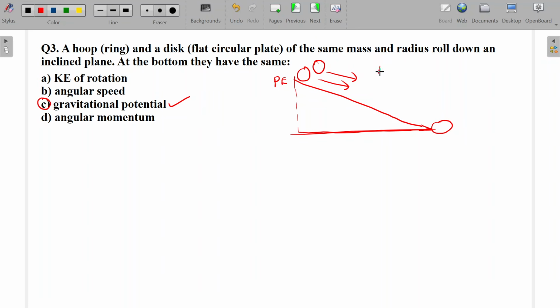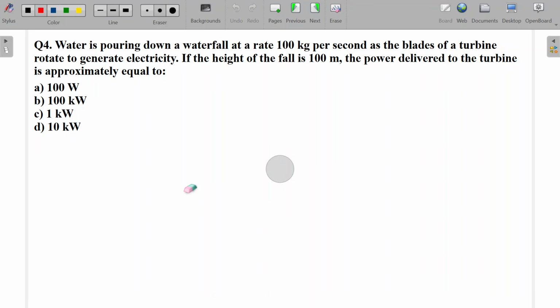Okay, so we're going to have kinetic energy in a straight path, which is translational, and we're also going to have kinetic energy which is rotational. There will be that conversion. That's under rotational work, power, and energy. Okay, wonderful. Let us look at question 4.